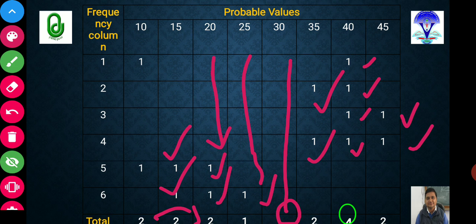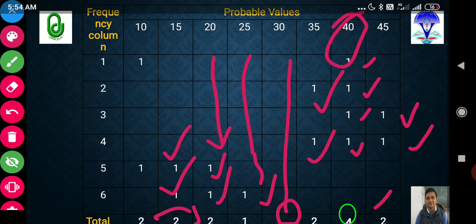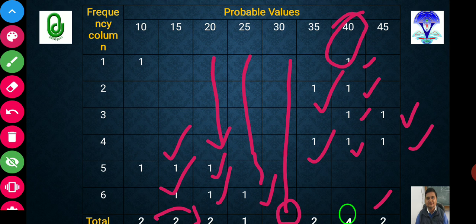So lastly we will add up in the last row, and we can see here the maximum value we have obtained for the model class 40. So this 40 will be our model class, but this is not mode. This is mode in the discrete frequency distribution table, but for continuous table this is the model class.